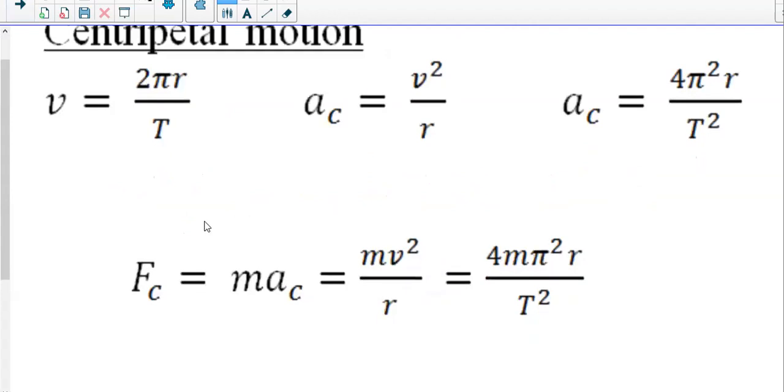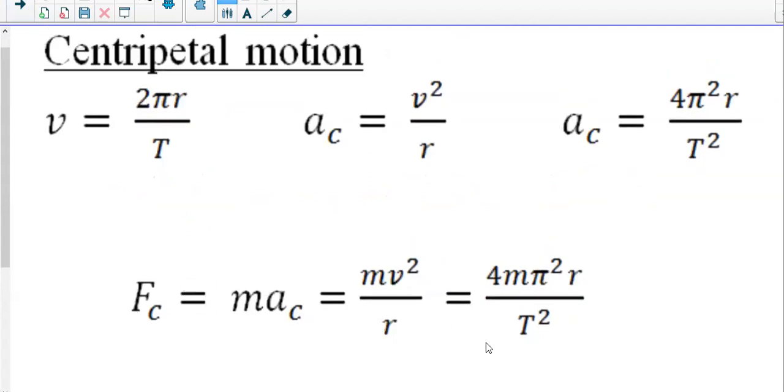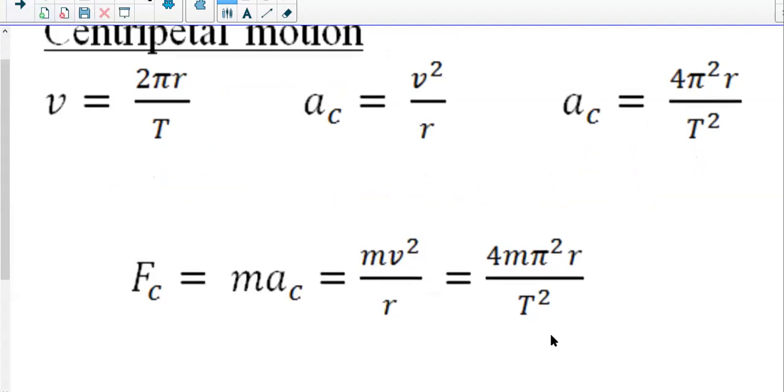So my next little video will talk about how that gets incorporated into forces. As I figure out how to stop the recording.